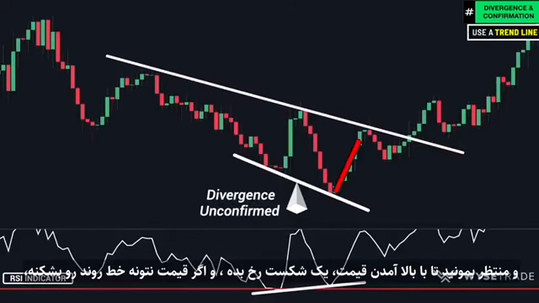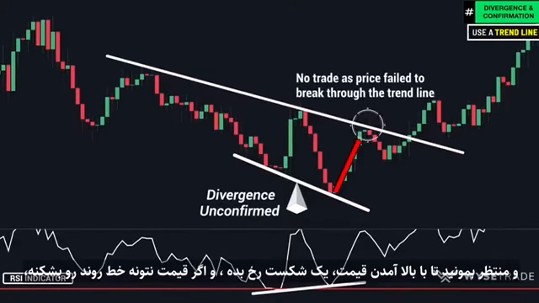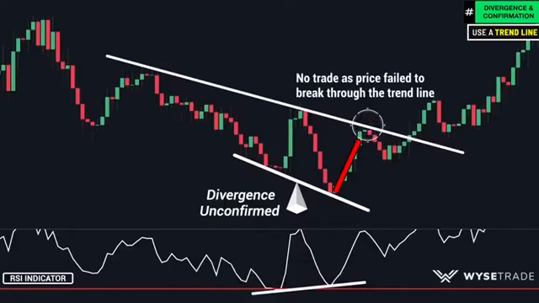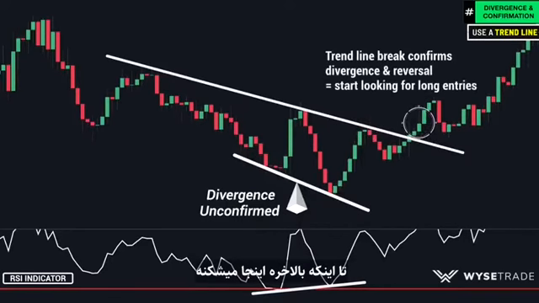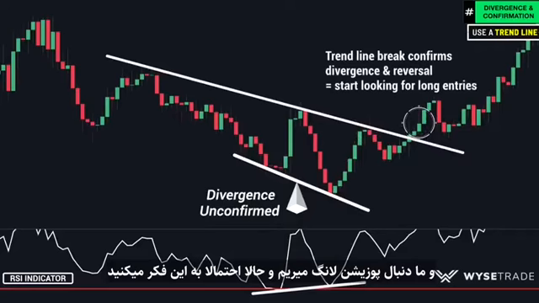As price came up, there would still be no trade for us, as price failed to break the trend line. It's not until you finally had your break here that we would consider long trade entries.